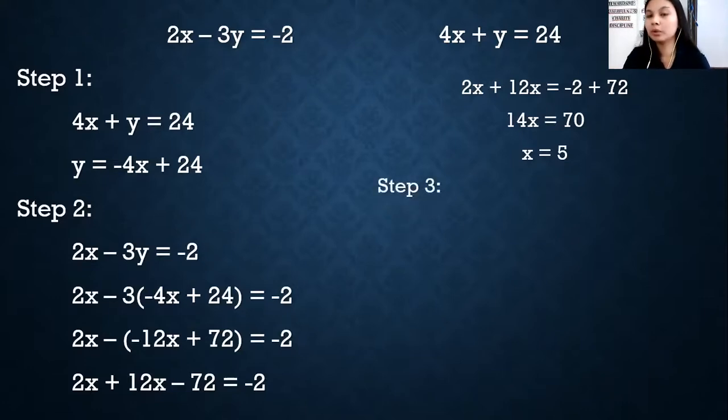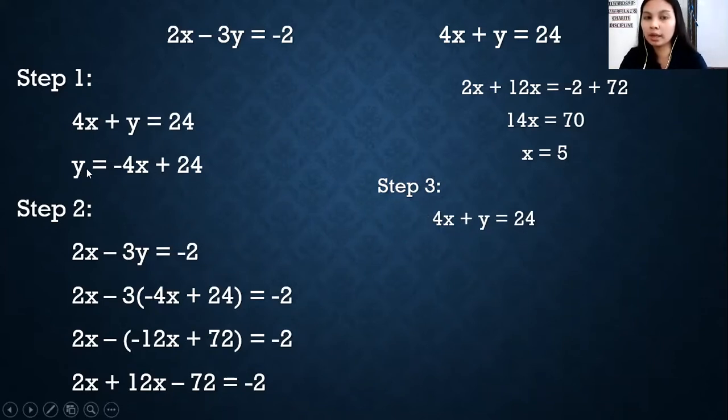Okay? Then, proceed with our step 3. So, go back to the second equation. Okay? So, pwede nyo gamitin pa rin yung ating y. Yung y is equals to negative 4x plus 24. Pwede rin yun. Kahit alin doon. Makukuha nyo pa rin naman siya. Mas mabilis ngayon kasi magta-transpose pa rin naman kayo dito.